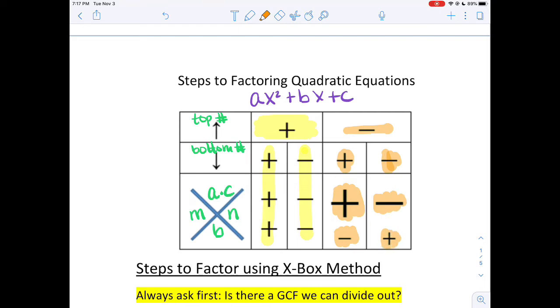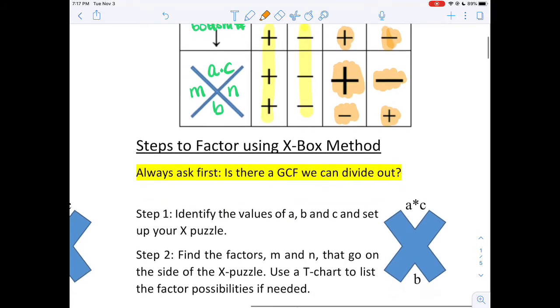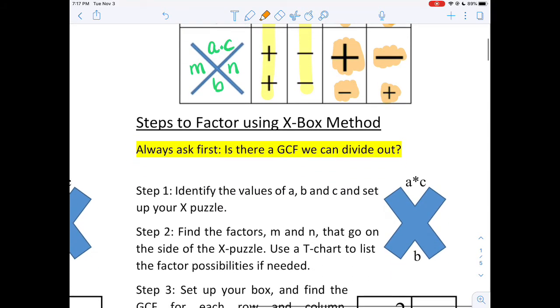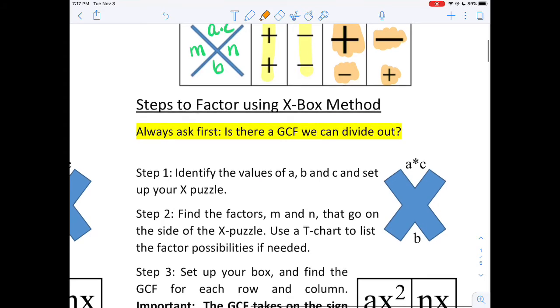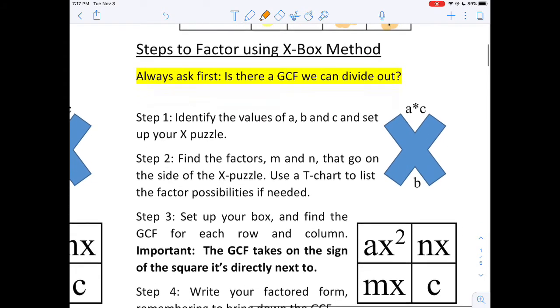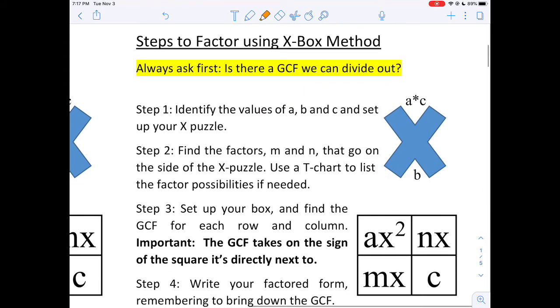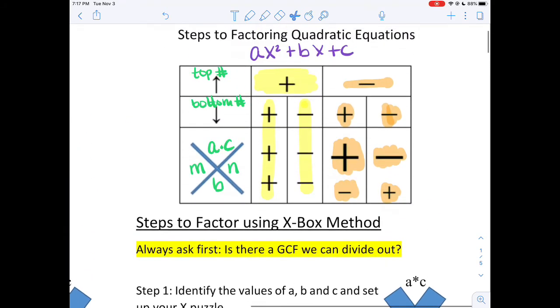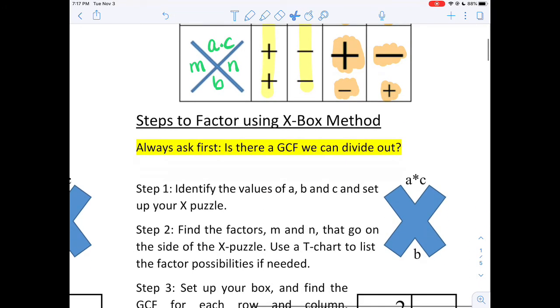Let's look at the steps to factoring using our X box method. The very first thing, before we even set up an X puzzle, is to ask if there is a greatest common factor and divide that out if there is. Second is to identify our values of a, b, and c using the format above, ax squared plus bx plus c. Write a times c, whatever that number is, in the top, and write the value of b in the bottom.